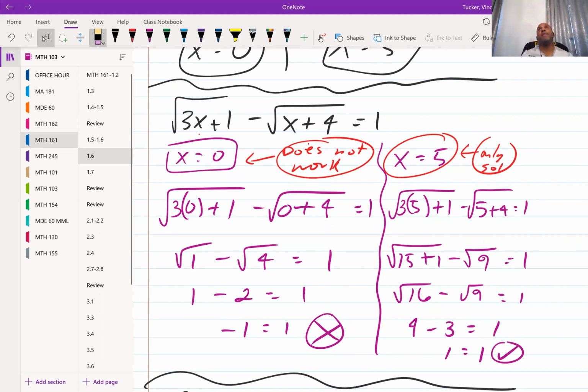As a matter of fact, if you have an even root, one of them will probably not work. So if you're doing a square root, fourth root, or any even root, one of them will probably not work. If you're doing an odd root, they should work.